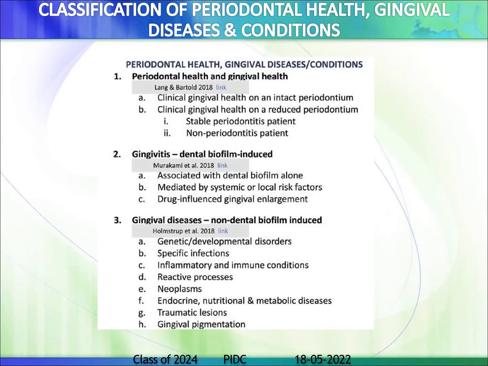Coming on to the classification of periodontal health, gingival disease and condition. So this is the first classification. I have told you that there are four classifications. First is periodontal health, gingival diseases and conditions. Second is periodontitis. Third is other conditions affecting the periodontium. Fourth is peri-implant diseases and conditions. So this was there in the previous slide. Now onwards we will be speaking on the classification of periodontal health, gingival disease and condition.